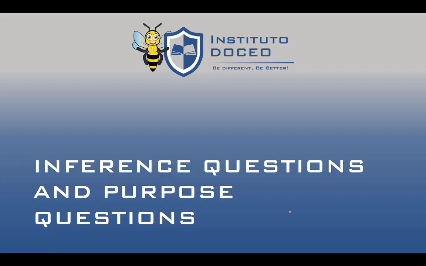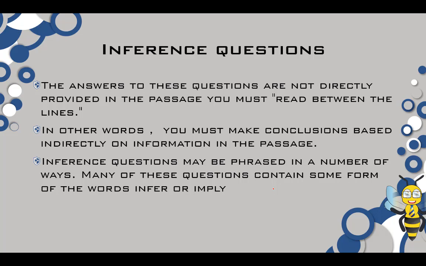No. Perfect. Now, inference questions and purpose questions. Inference questions are your weakness, right? Yes. So let's check how to answer this type of inference question. As we already said before, the answers to these questions are not directly provided in the passage. So you must read between the lines. You need to understand what the author is saying, because it is not going to be mentioned. In other words, you must make conclusions based indirectly on information in the passage. You need to answer with your own conclusions.